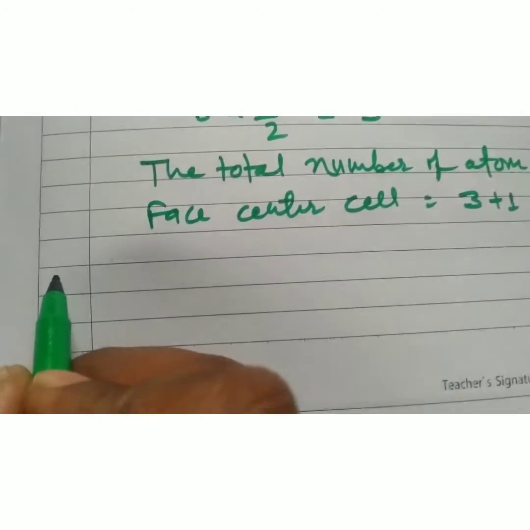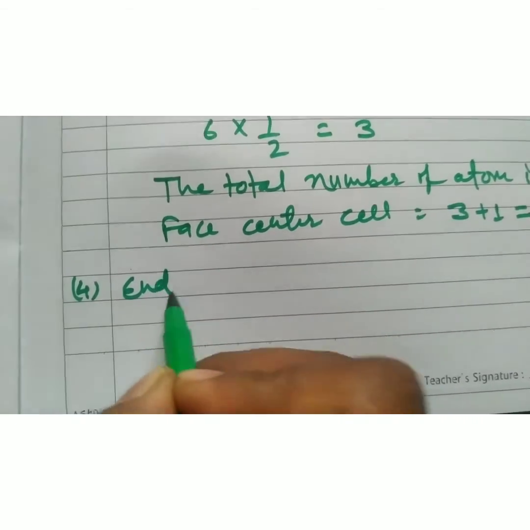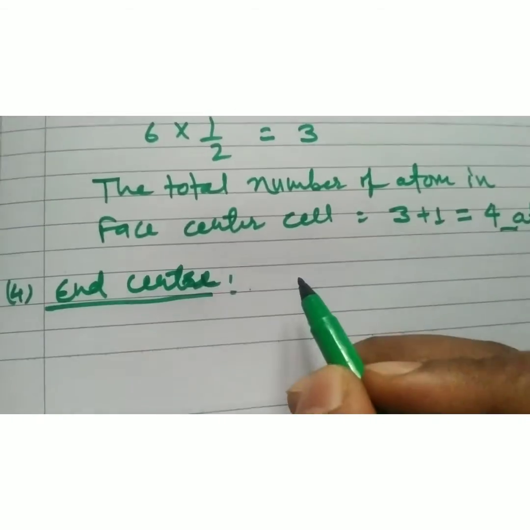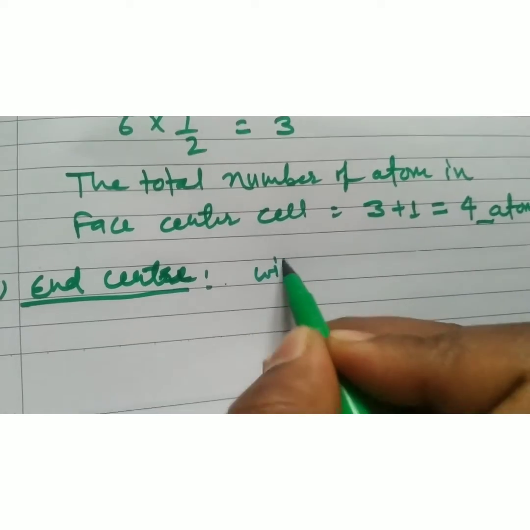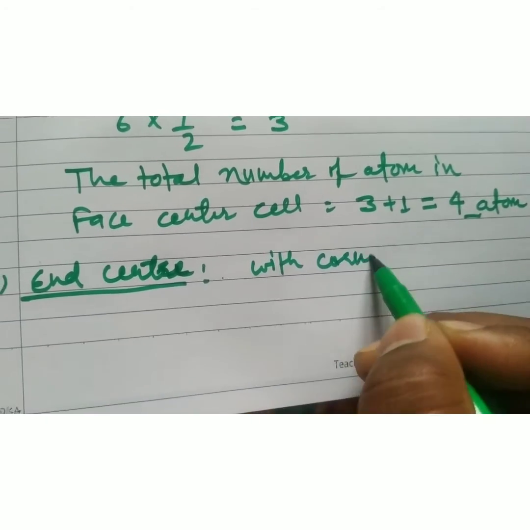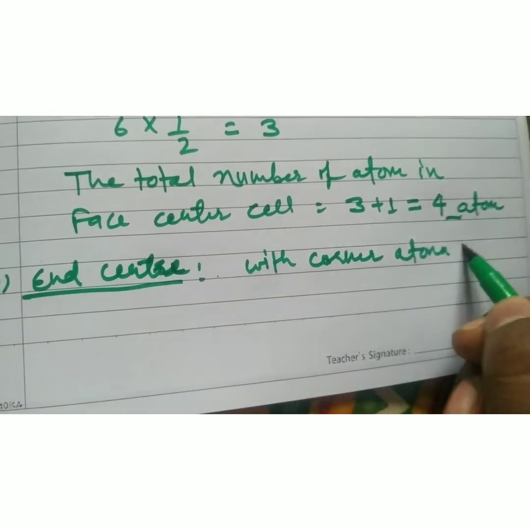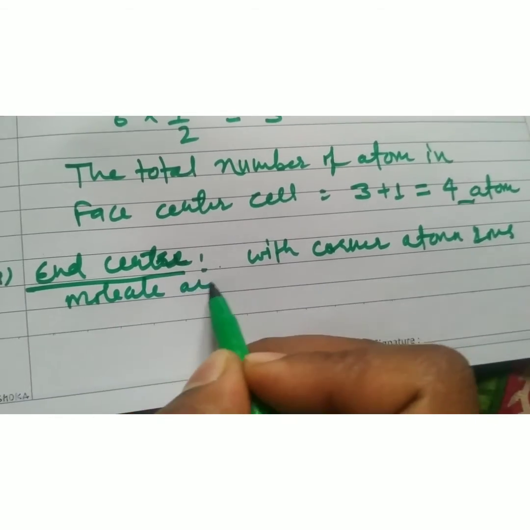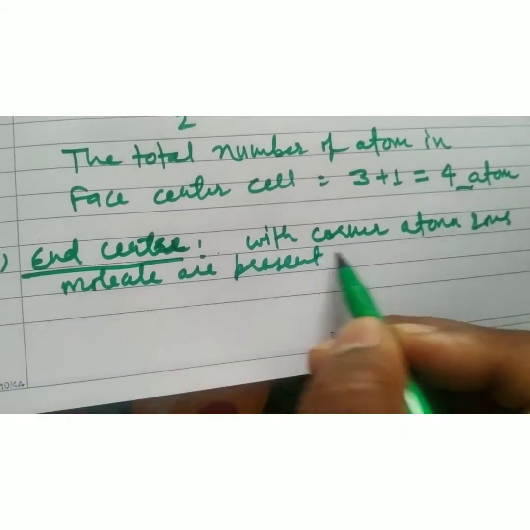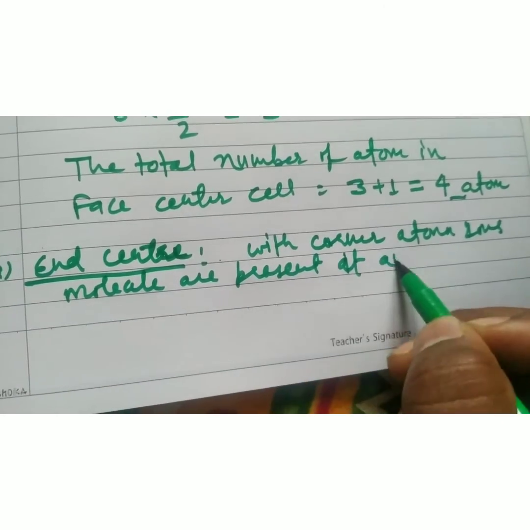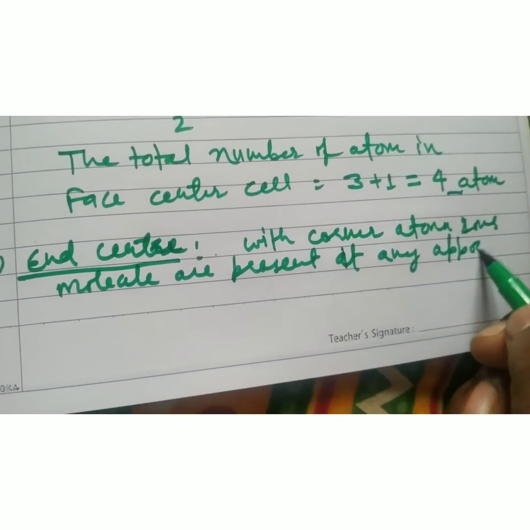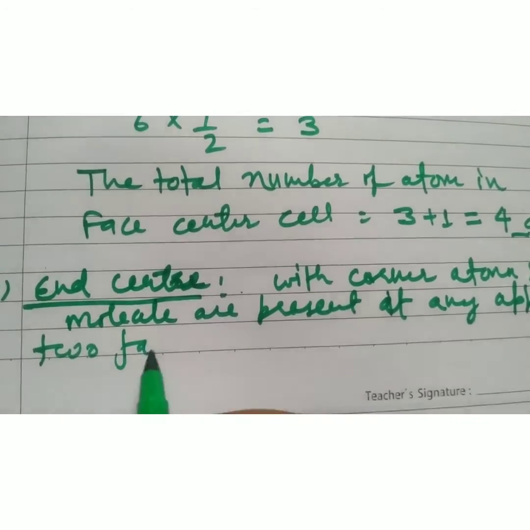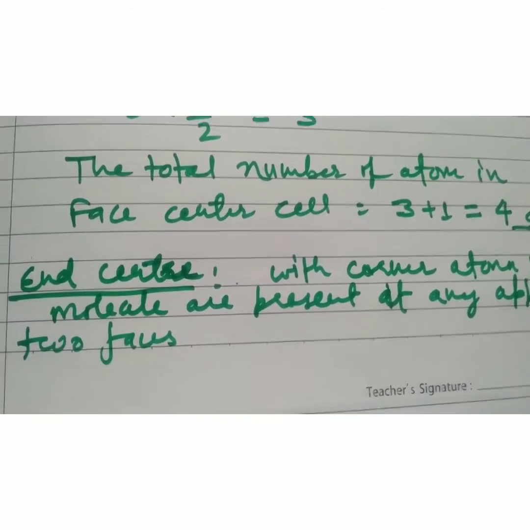Now the fourth one, end centered cell. As previously discussed, along with the corner atoms, ions or molecules are present at any two opposite faces. Any two opposite faces is the reference of the end centered cell.